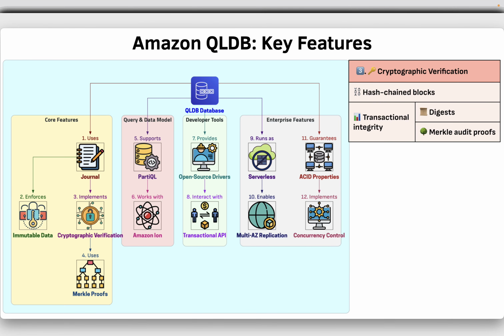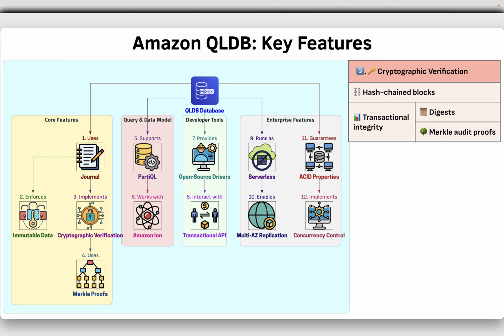Next important feature is cryptographic verification. As we have seen, QLDB uses cryptographic hashing to sequence and chain journal blocks, creating a hash chain similar to blockchains. This method allows for transactional data integrity and verification. Using digest and Merkle audit proofs, you can verify that no unauthorized changes have been made to your data.